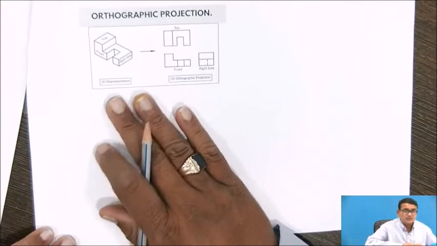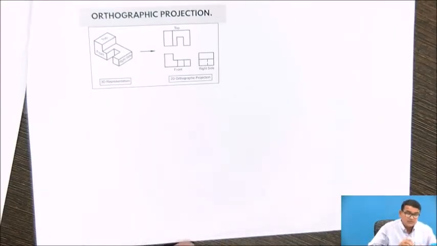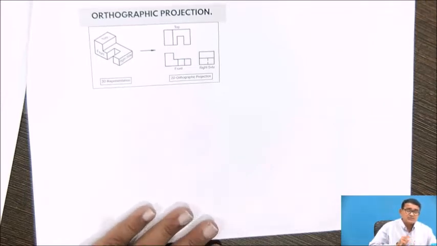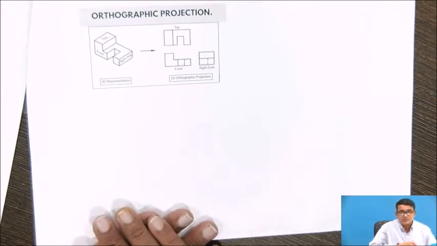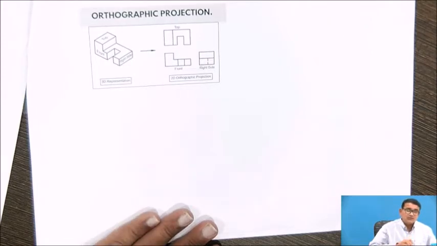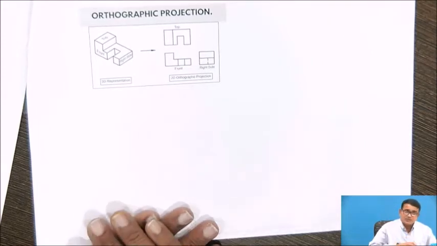In the last video we saw the angles of projection. There are two angles of projection: the first angle projection method and the third angle projection method. But the worldwide recognized method, which you have to use for drawing, is the first angle projection method.